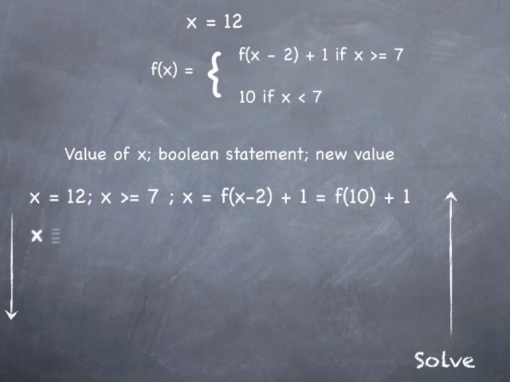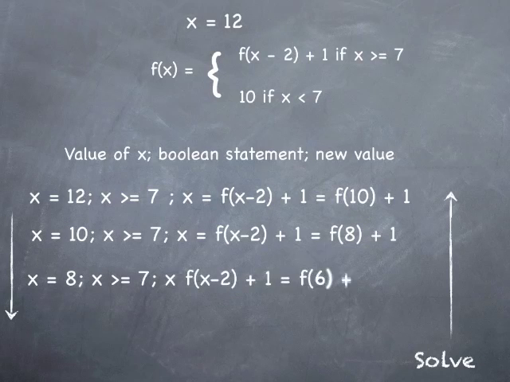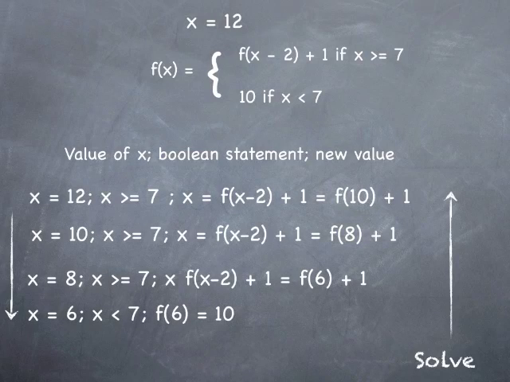12 minus 2 is 10, so it equals f of 10 plus 1. And you go on, and get f of 10 is greater than or equal to 7, and then equals f of 8 plus 1. Continue on, get to f of 6 plus 1. And so going line by line, evaluating each one, until I get to the base case, which is f of 6, since it's less than 7, I get it equaling 10. And you can see we went down evaluating it, represented by the arrow to the left, and then in order to solve it, we'll go up by adding all these answers to each other.